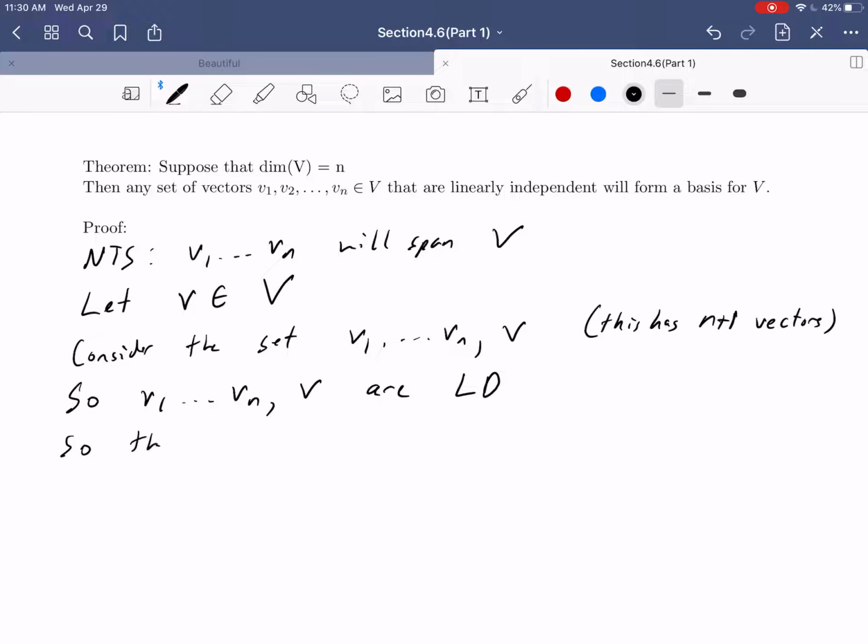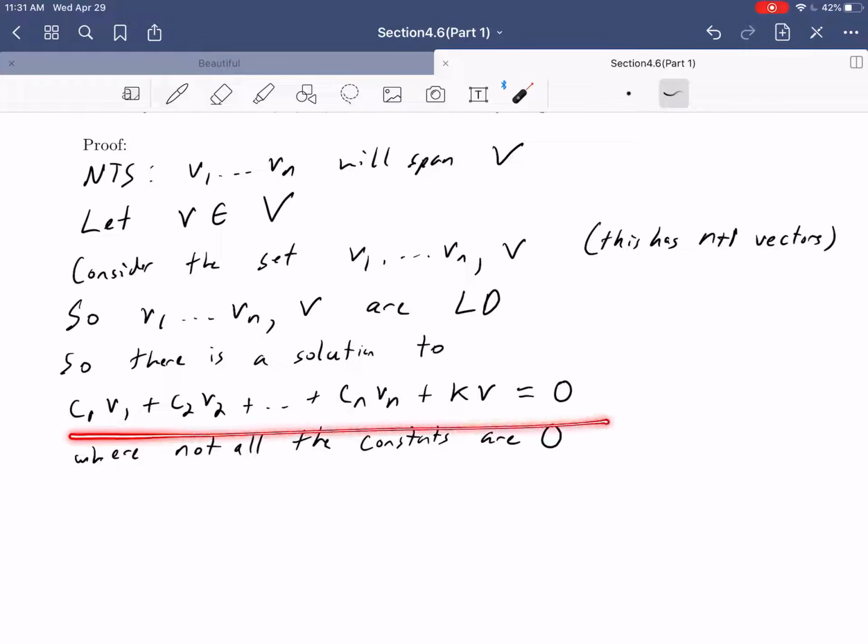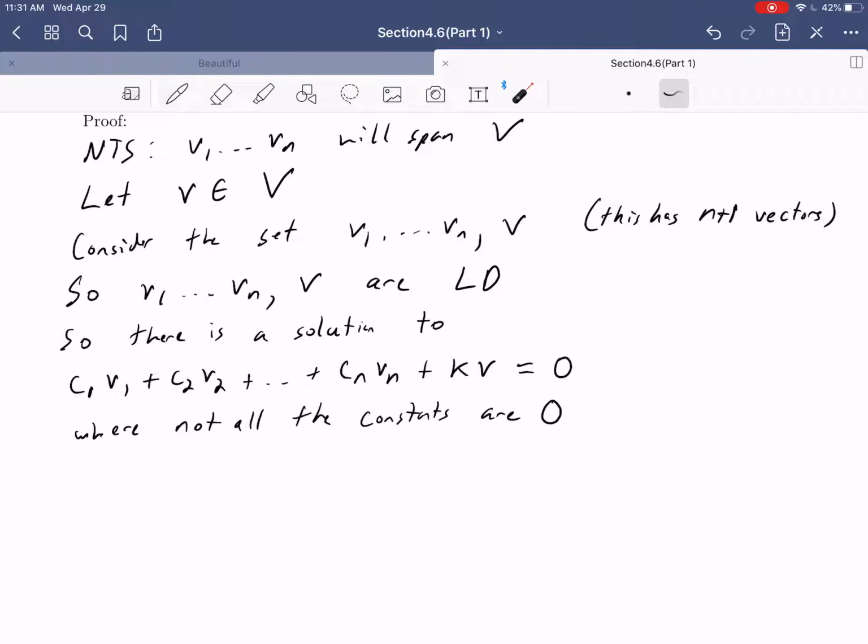So there is a solution to C1V1 plus C2V2 plus ... plus CNVN plus KV equals 0, where not all the constants are 0. That's what it means to be linearly dependent. There's some solution to this equation where not all the constants are 0. Now, I'm going to claim that not only do we know that not all the constants are 0, we specifically know that k is not 0.